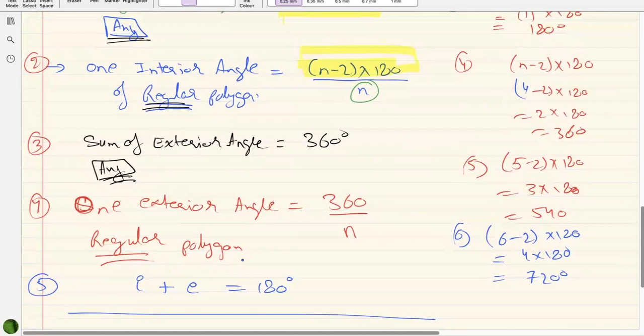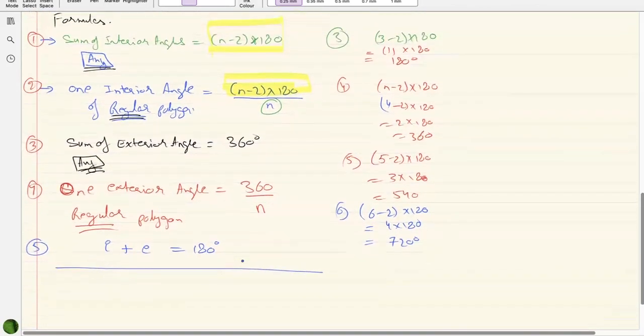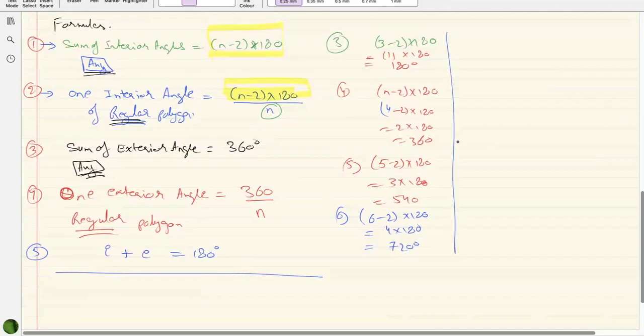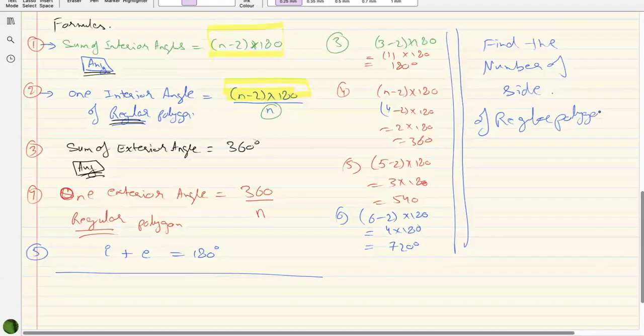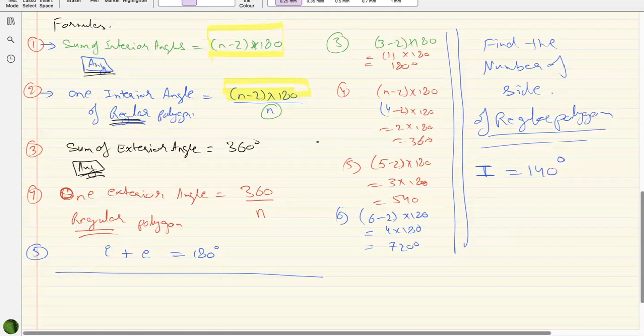So the question may be, okay, let me just minimize it so we can have a look at all the formulas. If the question is, find the number of sides of a regular polygon, and what information is given? Information is that interior angle is equals to 140 degrees. Can you do that? Okay, give it a try.